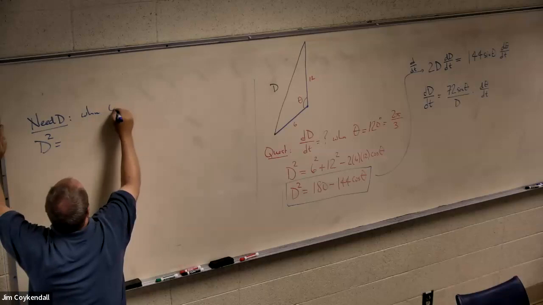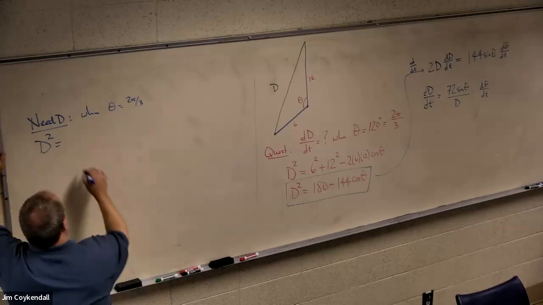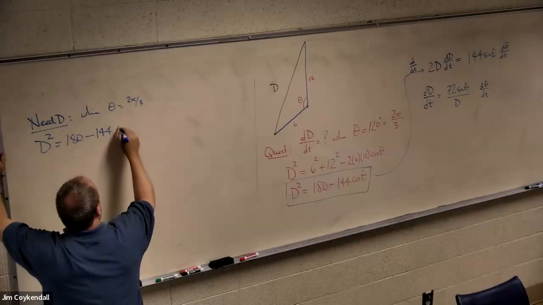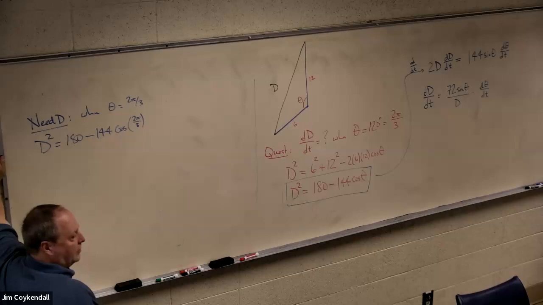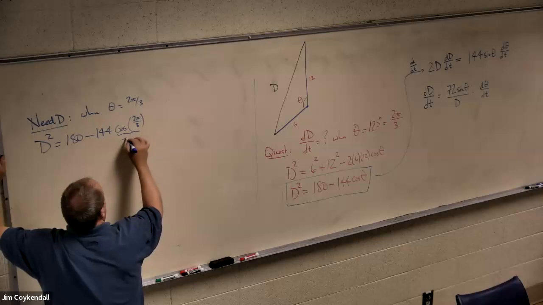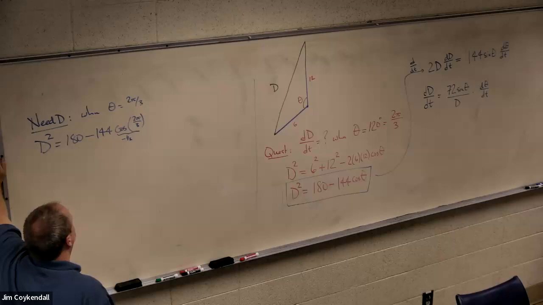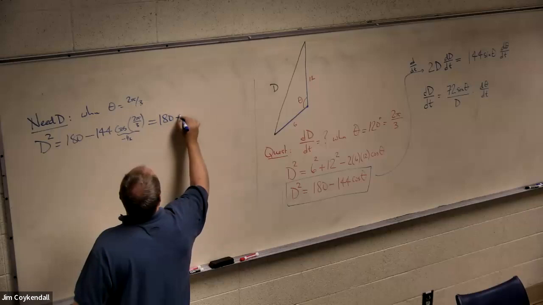So D squared is 180 minus 144 cosine of 2 pi over 3. And cosine of 2 pi over 3 is negative 1/2. And so this is going to be 180 plus 72, I guess. This is 252.